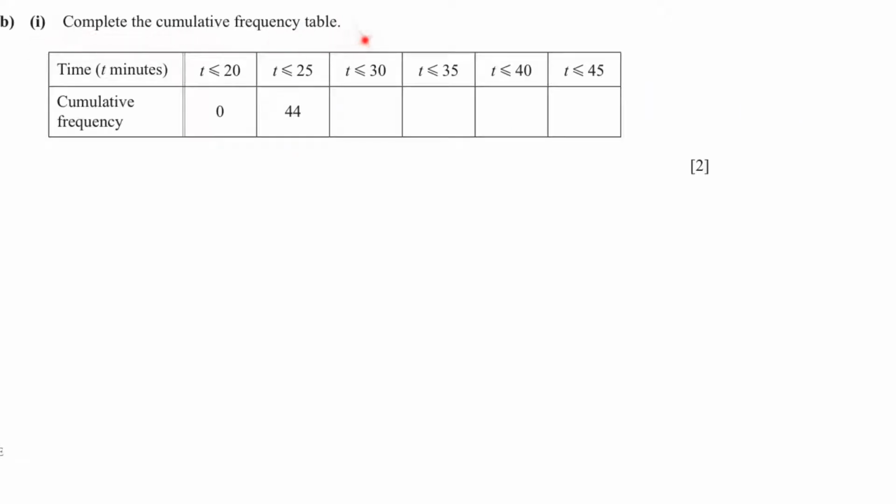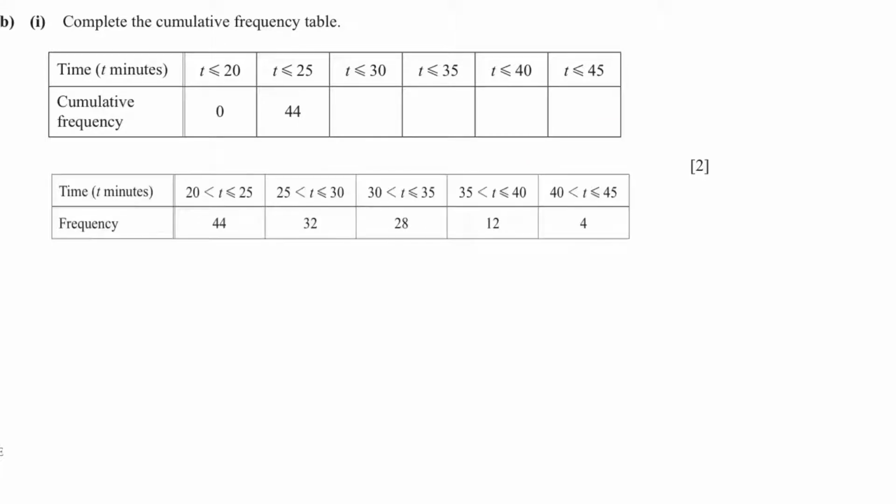B1, complete the cumulative frequency table. So to complete the cumulative frequency table, we will need to look at the table which was given to us before. This one. So we just have to add 44 plus 32 will give us 76. 76 plus 28 will give us 104. 104 plus 12 will give us 116, and 116 plus 4 will give us 120.